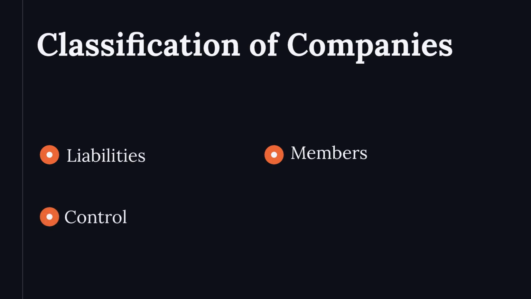Companies are classified by liabilities, members, and control. This classification helps in understanding business operations. It influences financial and legal responsibilities. Different company types cater to varied business needs. Understanding classifications aids in strategic planning.